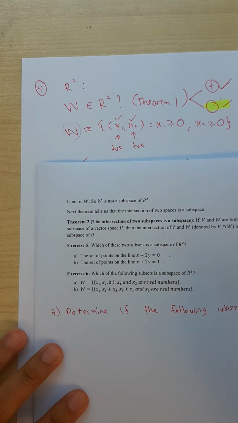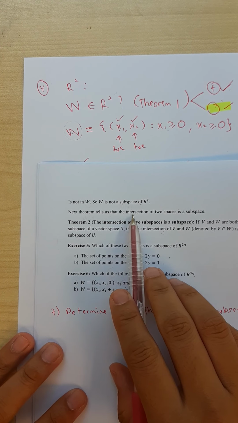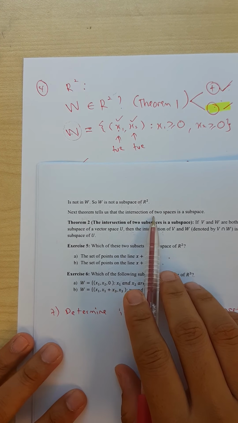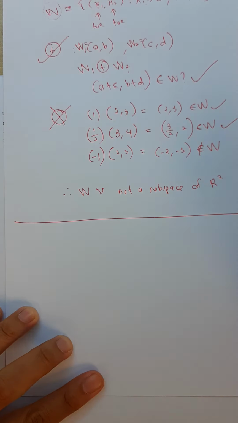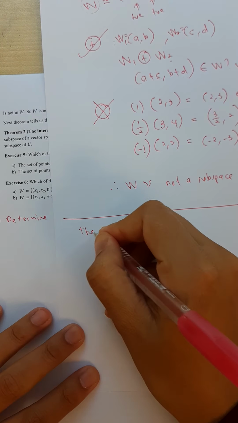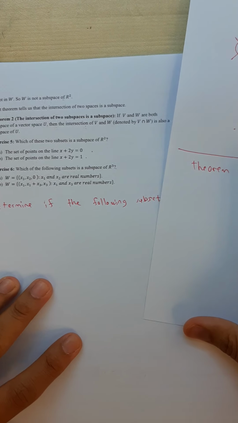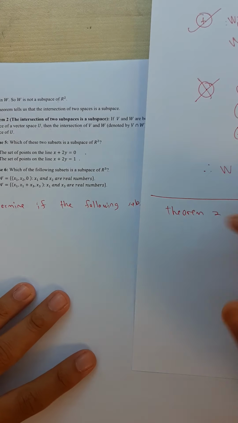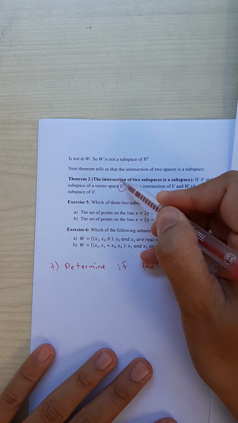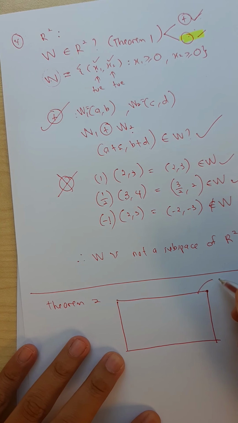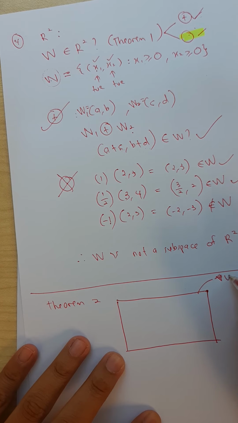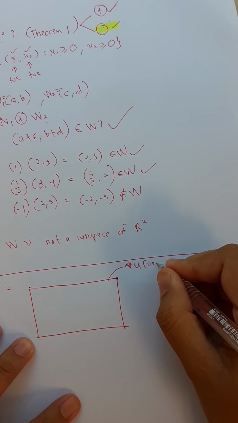So the next theorem tells us that the intersection of two spaces is also a subspace. For example, I'm going to just sketch this one here. This is going back to theorem 2. Theorem 2 says that if you have this vector space here, denoted by U, I'm going to denote this vector space as U, which is a vector space.